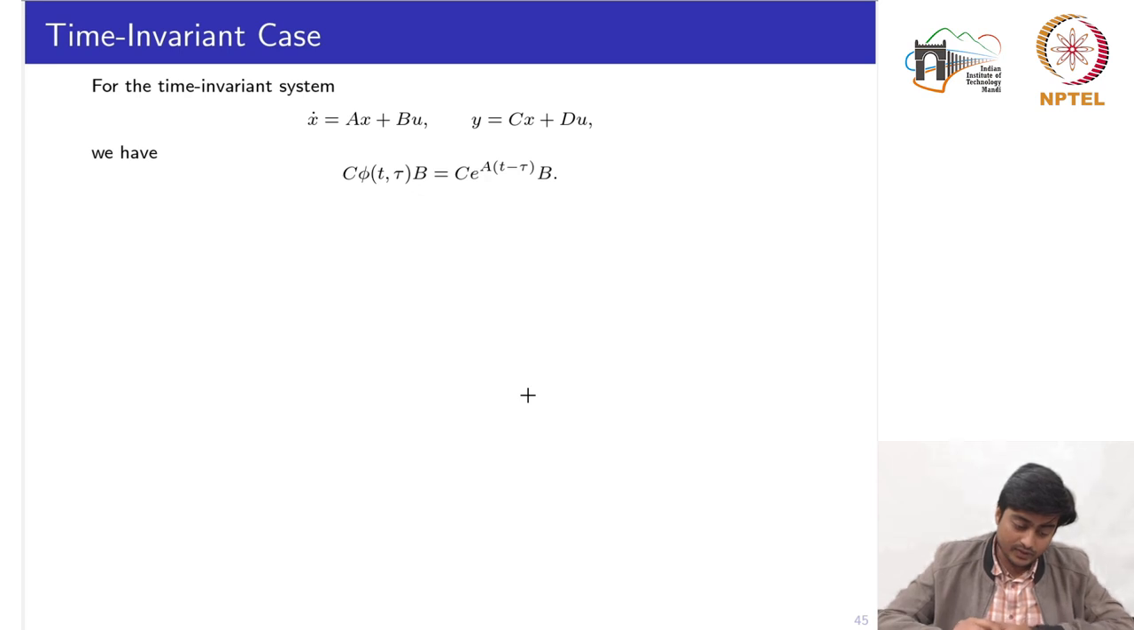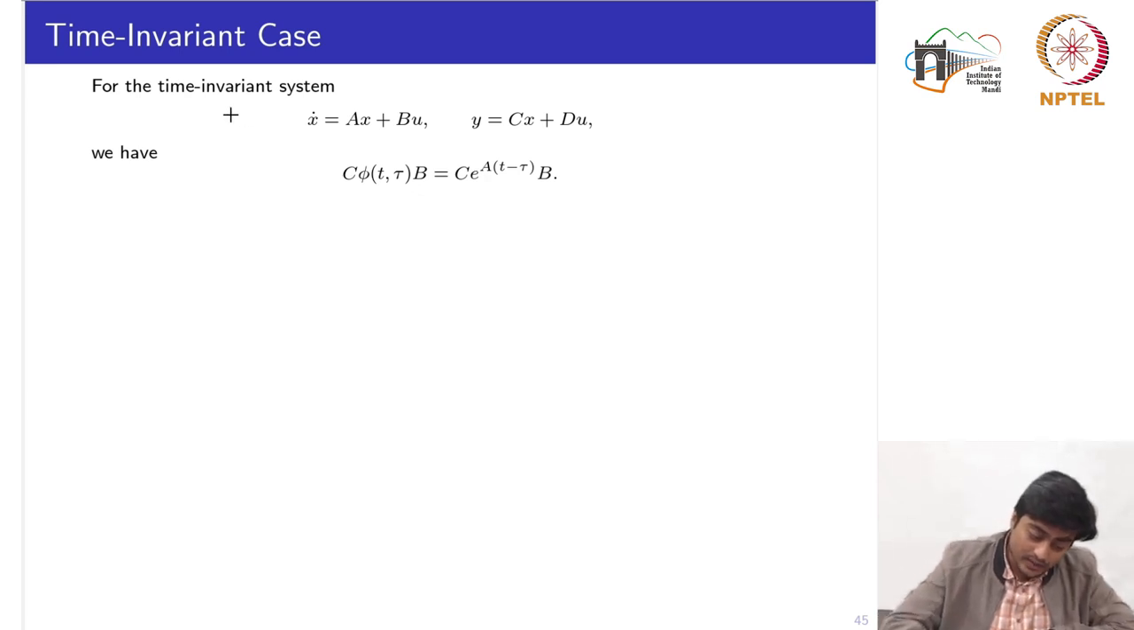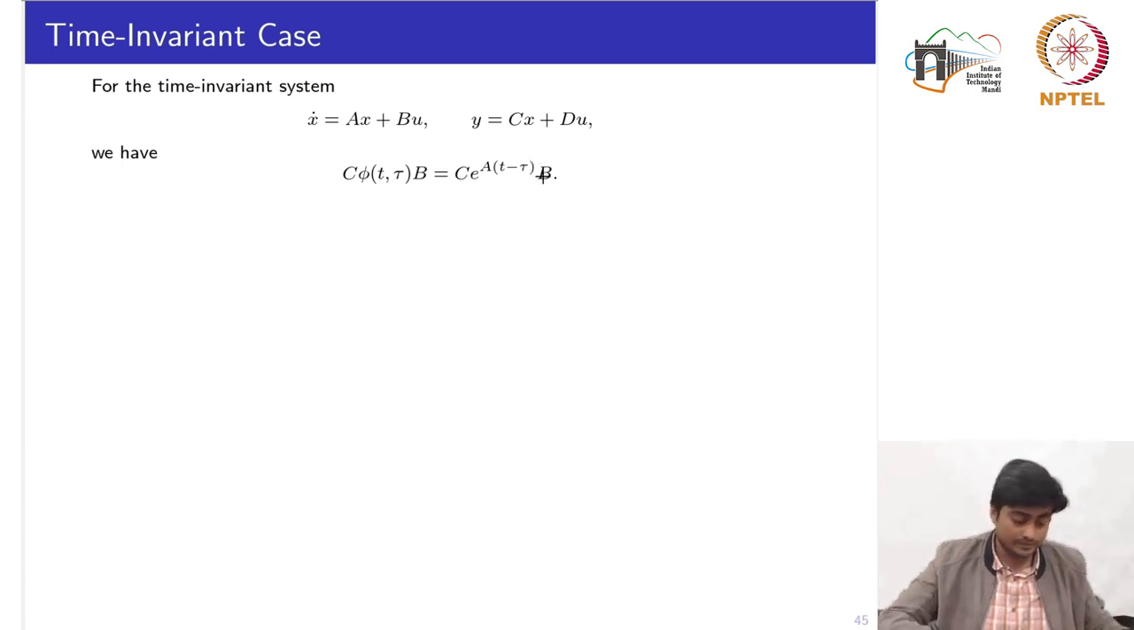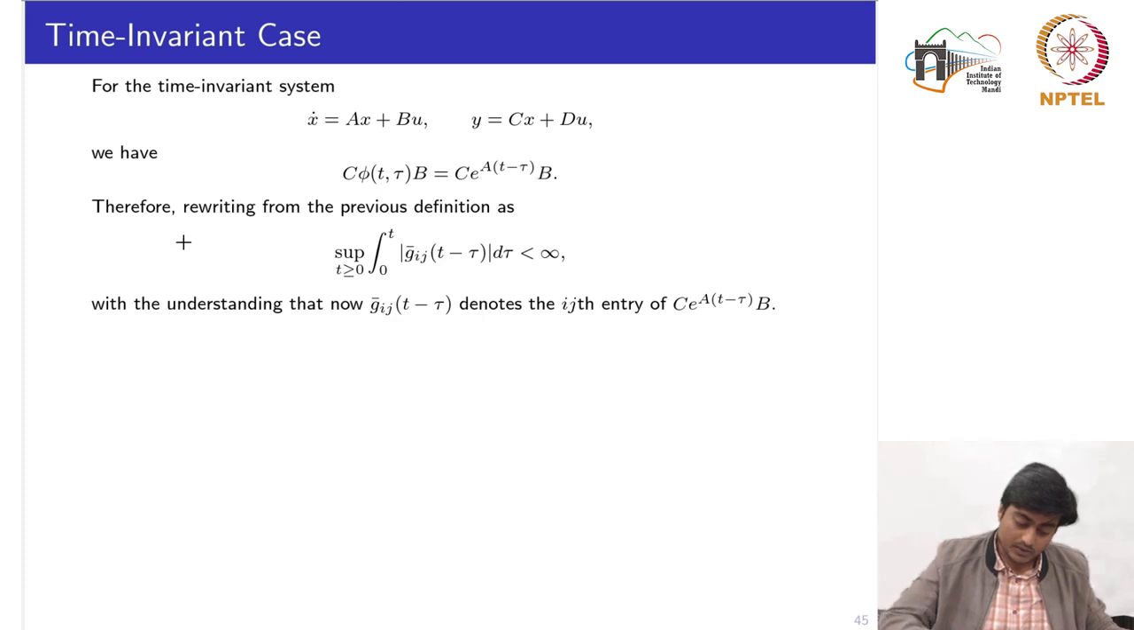So let's see the time invariant case. For the time invariant system, we have A, B, C, D matrices which do not depend on time, and we also know the state transition matrix for the LTI, which is given by this exponential matrix, where if we are using t comma tau, then it turns into e to the power A times (t minus tau). The C and B matrices would remain the same.